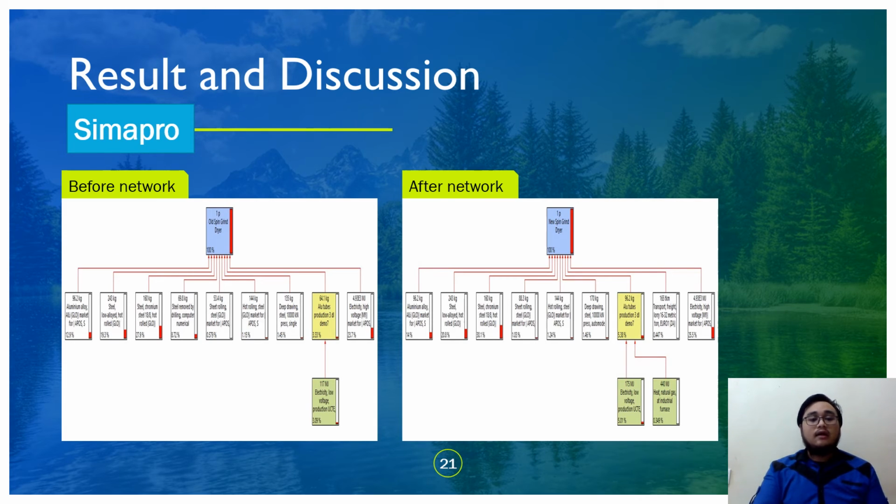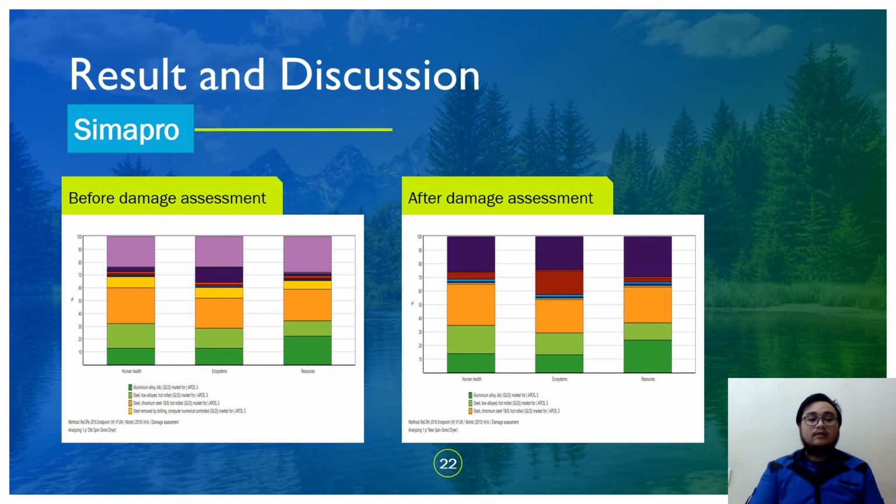This is the result and discussion for using the SimaPro software. So there is a before evaluation network and after evaluation network. The evaluation network differs from the indicator activity. This is the result of damage assessment. So there are two tables, which are before evaluation of damage assessment and after evaluation of damage assessment.